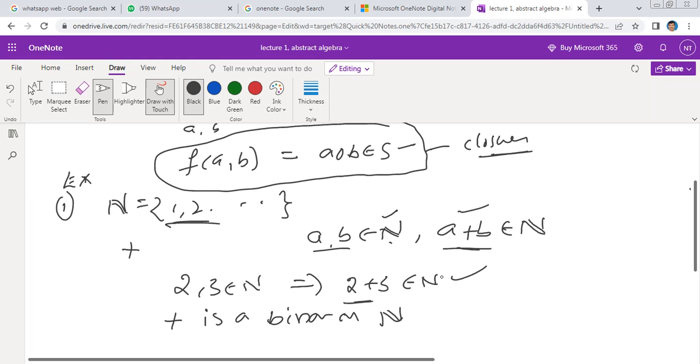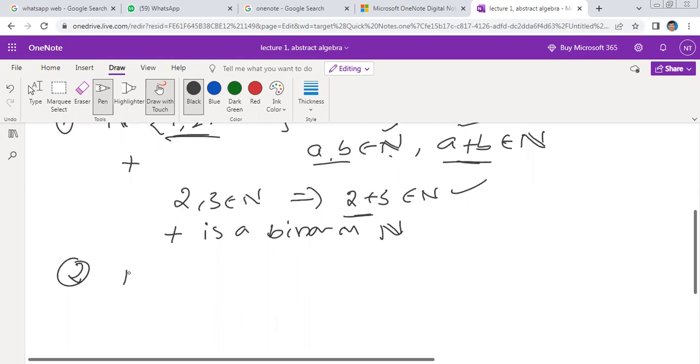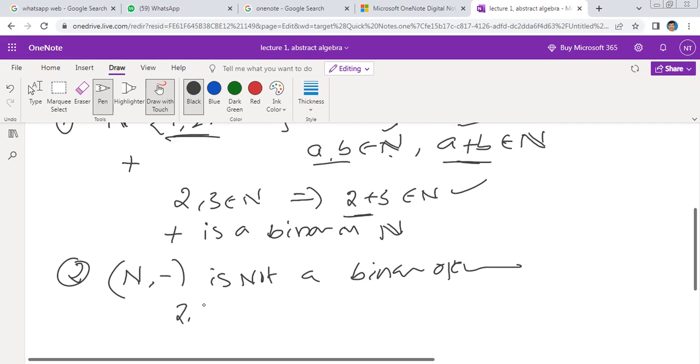Is subtraction a binary operation? Minus is not a binary operation. N, minus is not a binary operation. It's very clear, a very familiar result. Suppose I take two elements, 2, 3 belonging to the natural numbers, but the operation is minus. 2 minus 3 does not belong to N. 2 minus 3 is equal to minus 1, which does not belong to N. The difference of these two numbers is minus 1, which does not belong to N. Therefore, minus is not a binary operation on N.